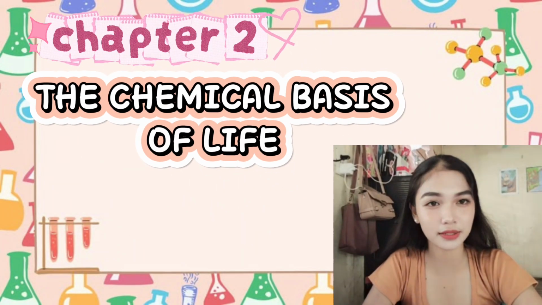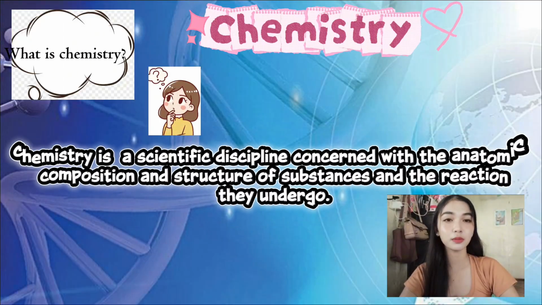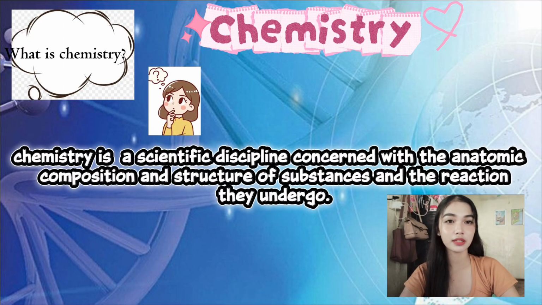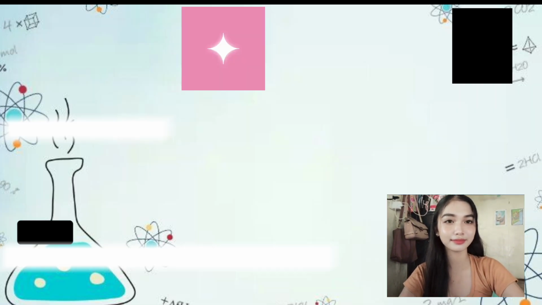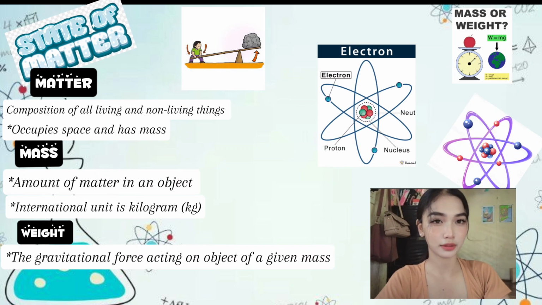For today, I'll be discussing chapter 2, which is the chemical basis of life. For the introduction, we should define what chemistry is. Chemistry is a scientific discipline concerned with the atomic composition and structure of substances and the reactions they undergo. Some of the basic terms you should know with chemistry is the concept of matter.